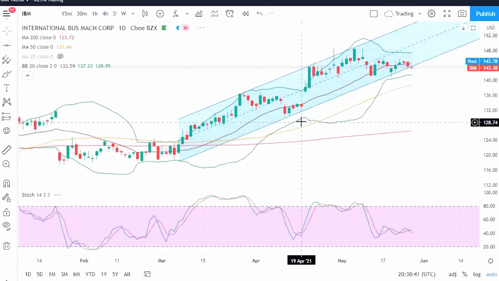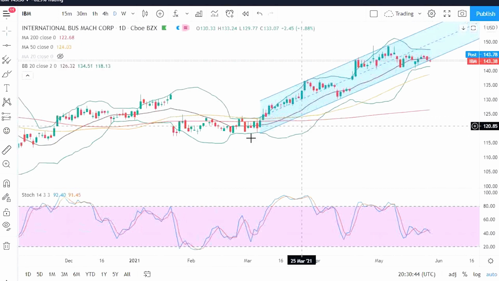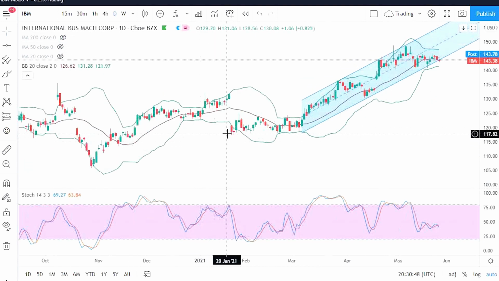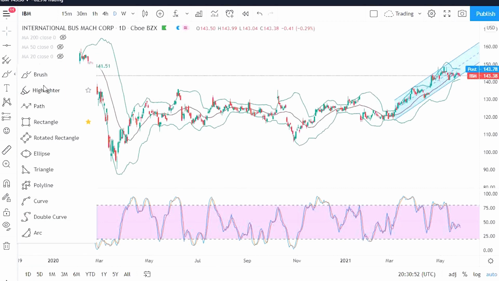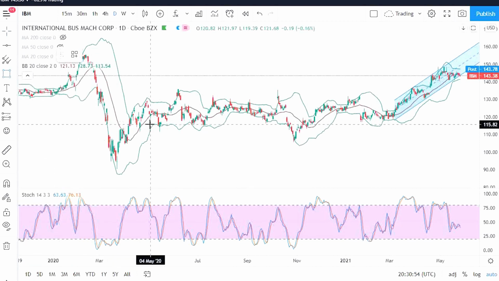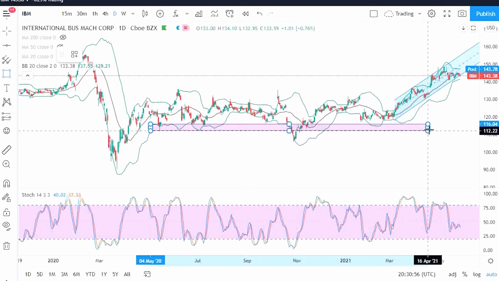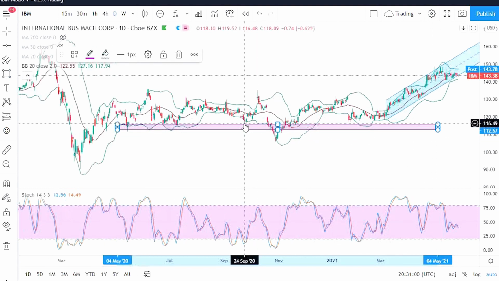So when we switch over to stocks, I use the daily chart. I don't know if I mentioned that the first time, but it bears repeating that I use the daily chart on stocks for this system, and I use the 4-hour chart for Forex.